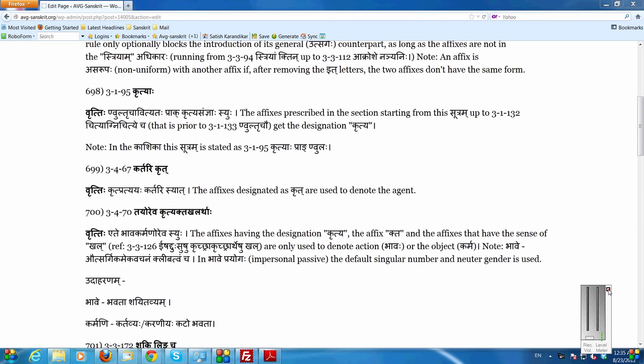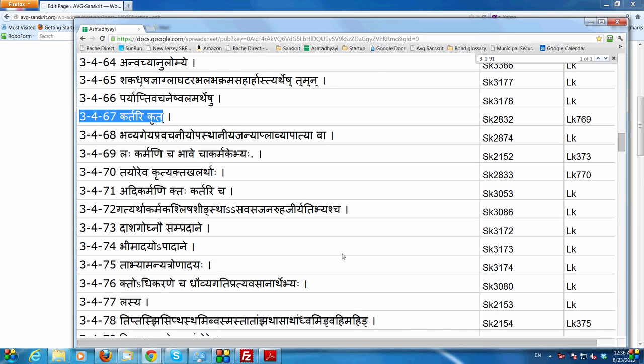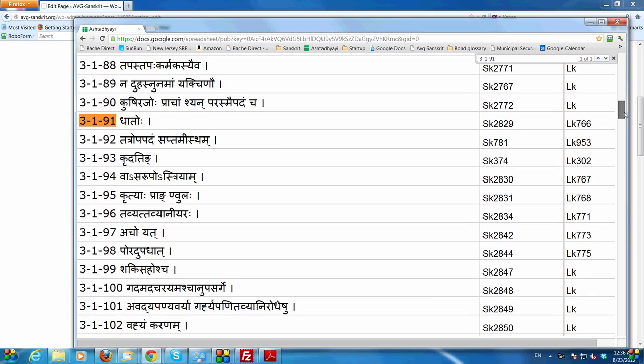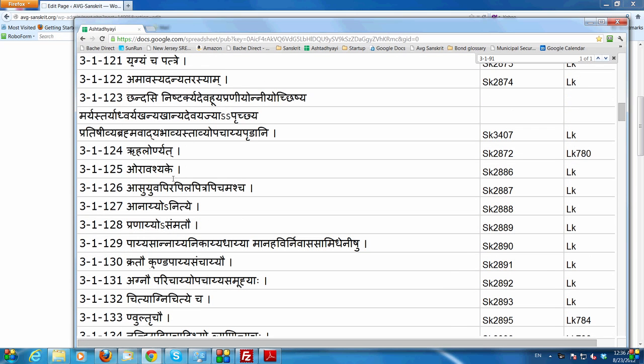So let us now look at this sutram in detail, which is Krityaha 3.1.95. It's an Adhikara sutram. It runs from 3.1.95 in the Ashtadhyayi up to 3.1.132. So it runs from 3.1.95, which is Krityaha, and it goes up to 3.1.132, which is Chityagni Chityecha, and that sutram comes right before Nul Trichau.